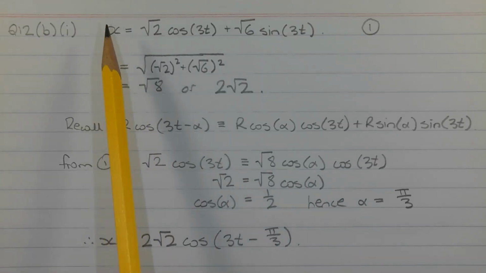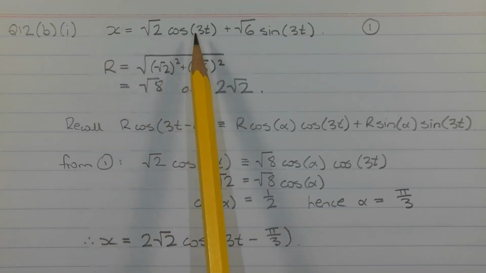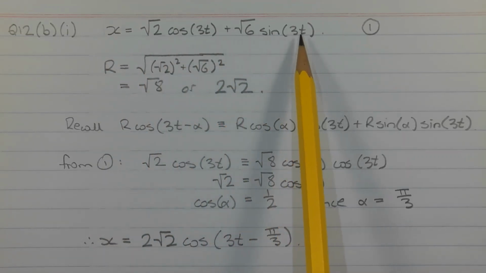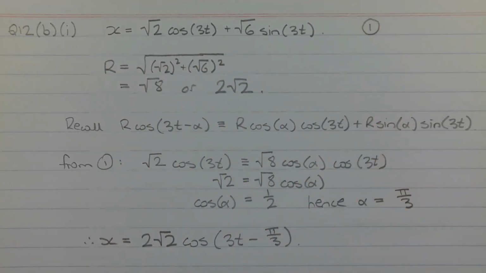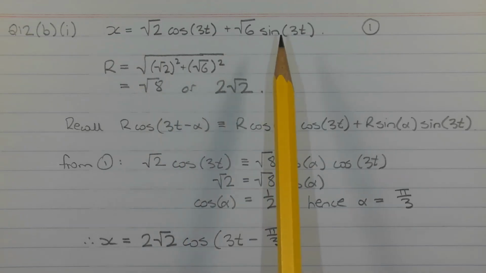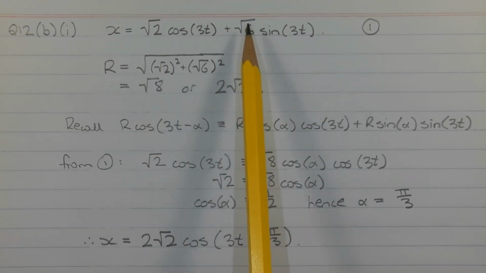The displacement equation is given by x equals root 2 cos 3t plus root 6 sin 3t. We'll call this equation number 1. Note the coefficients of cos 3t and sin 3t. The coefficient of cos 3t is root 2. The coefficient of sin 3t is root 6.